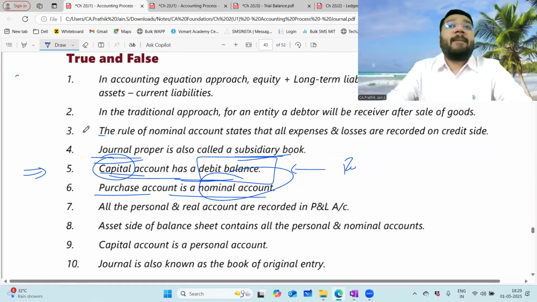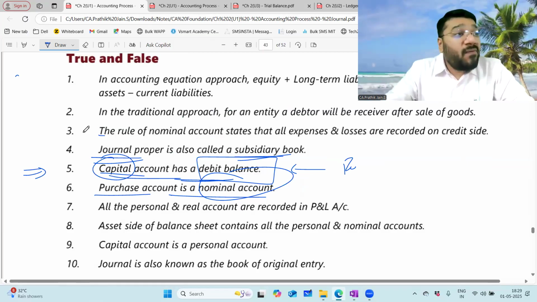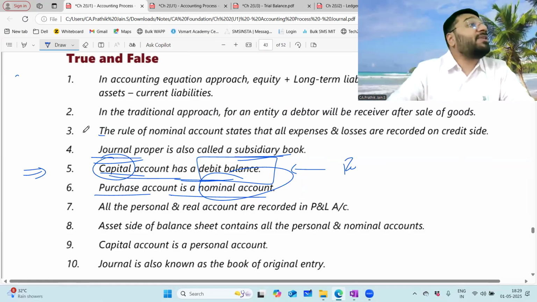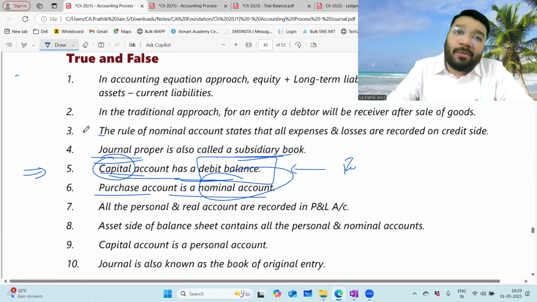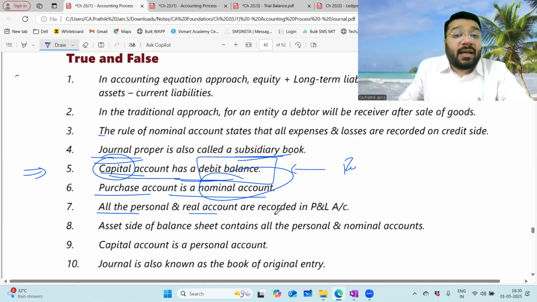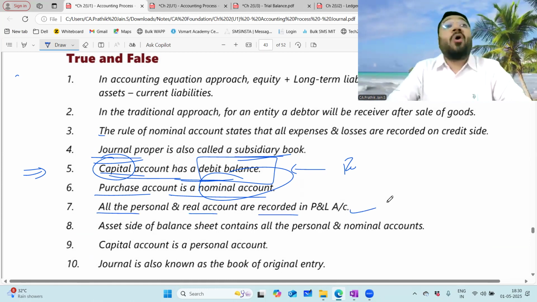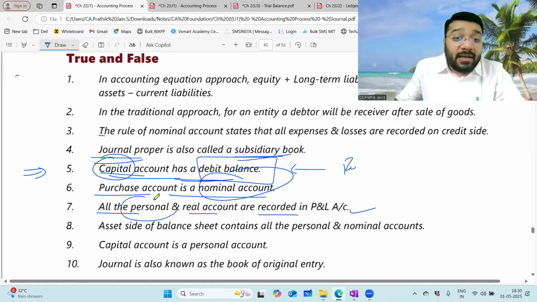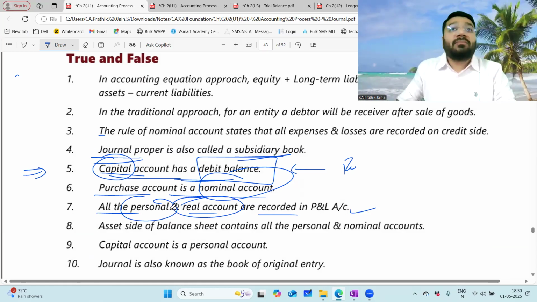Tell me something. Purchase return. Purchase is nominal. Purchase return, that is also nominal. Anything which is coming in trading and P&L account, everything is nominal. All the nominal accounts are recorded in P&L, whereas all the personal and real accounts go to your balance sheet.